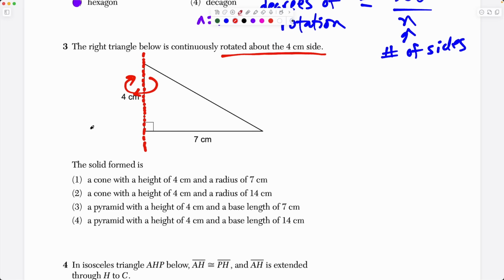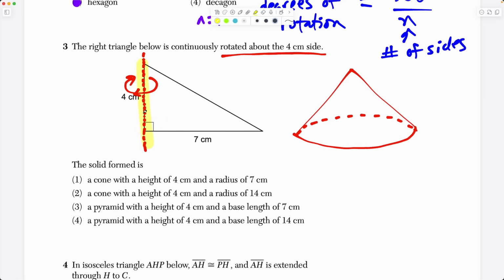And what shape would we be looking at? We would be looking at a cone. The cone, I'm just going to draw out, would look something like this. Here is our cone, and the side that we're spinning around would go right down to the center like this. If I make this more pronounced, this side that we're spinning around would represent the height of our cone.